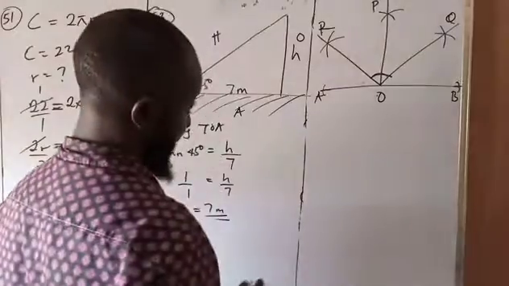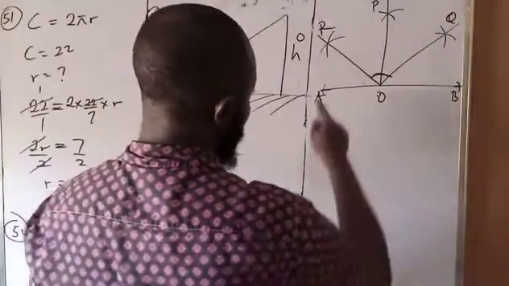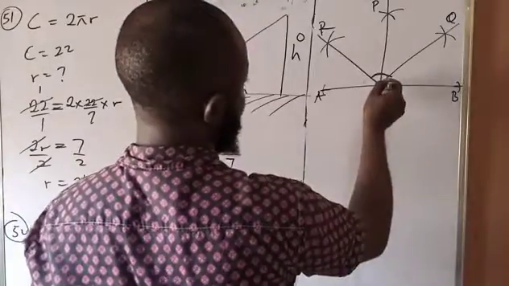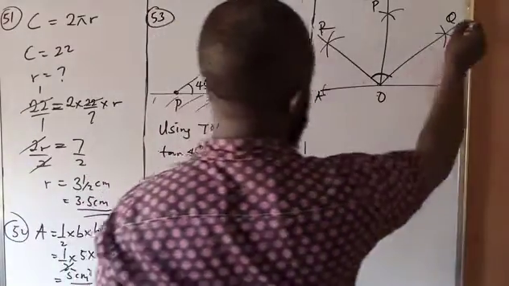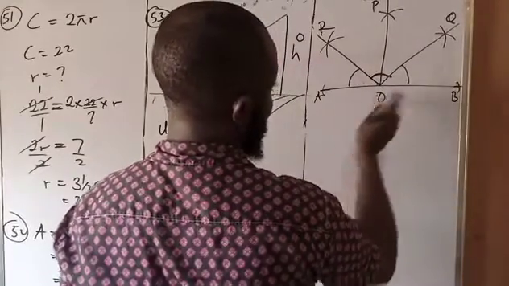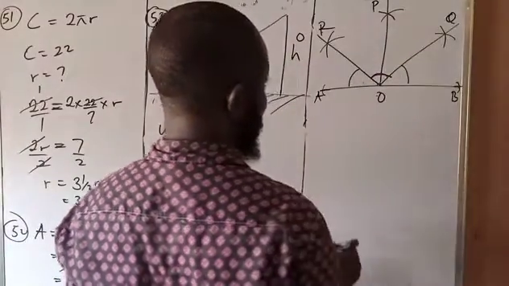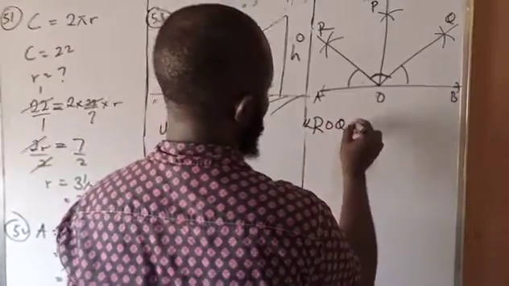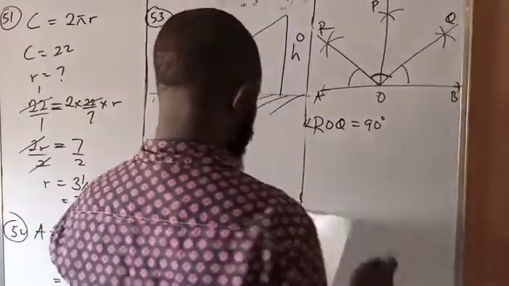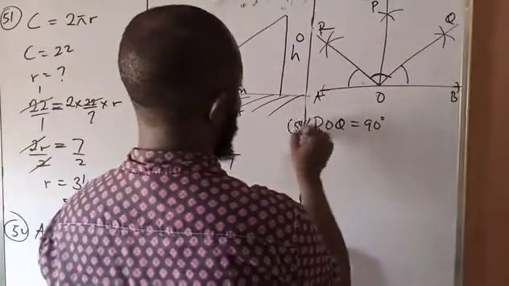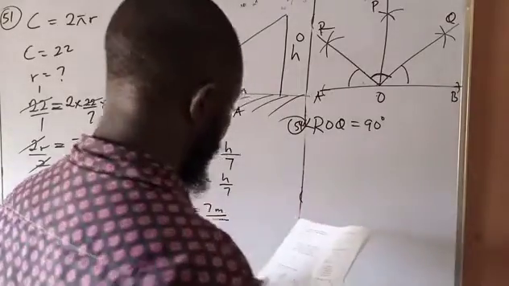So the first thing is, this is 180, this is 90, this is 45. If you remove 45, that is 90, from 180, this is 90. That means angle ROQ is equal to 90 degrees. That's question 54. Angle ROQ is 90 degrees.